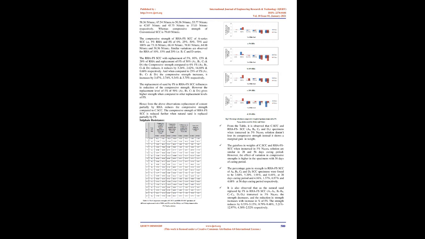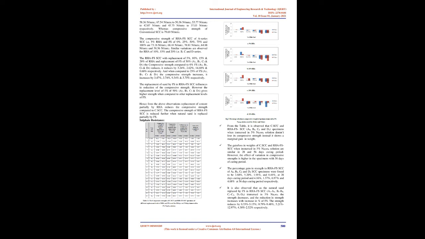The RHAFS-SCC with replacement of 5%, 10%, 15%, and 20% of RHA and replacement of FS of 50%, A2, B2, C2 and D2, the compressive strength compared to 0% FS, A0, B0, C0 and D0, reduces by 3.24%, 2.62%, 14.60%, and 0.60% respectively. And when compared to 25% of FS, A3, B3, C3 and D3, the compressive strength increases by 3.47%, 3.74%, 9.34%, and 3.75% respectively.